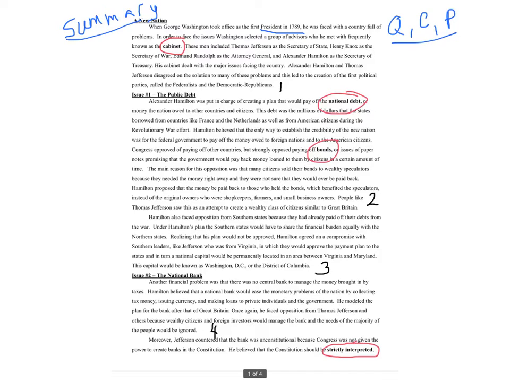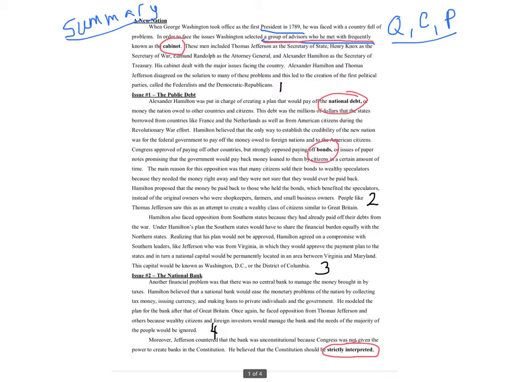Let's read on. In order to face the issues, Washington selected a group of advisors who he met with frequently, known as the cabinet. So this group of advisors he met with frequently were known as the cabinet. So I'm going to underline a group of advisors who he met with frequently, because that's going to be the definition of cabinet. So let's keep reading.